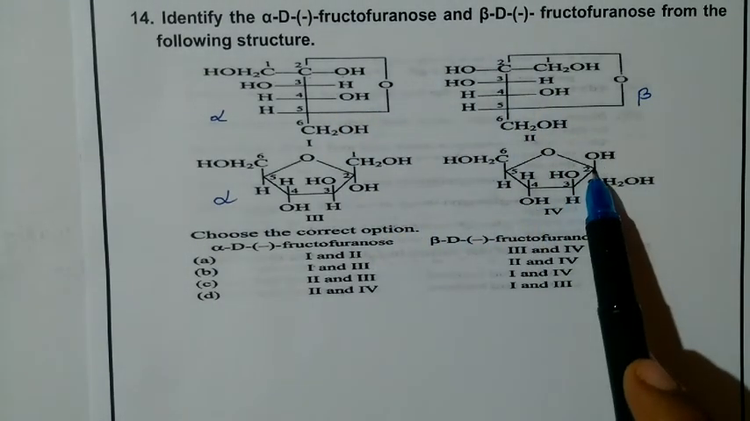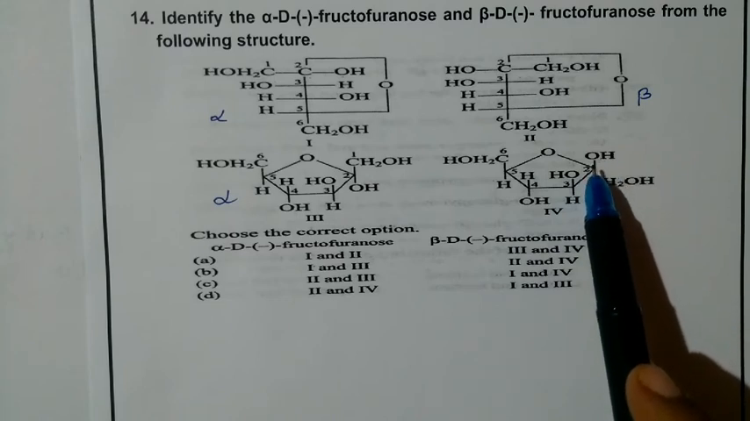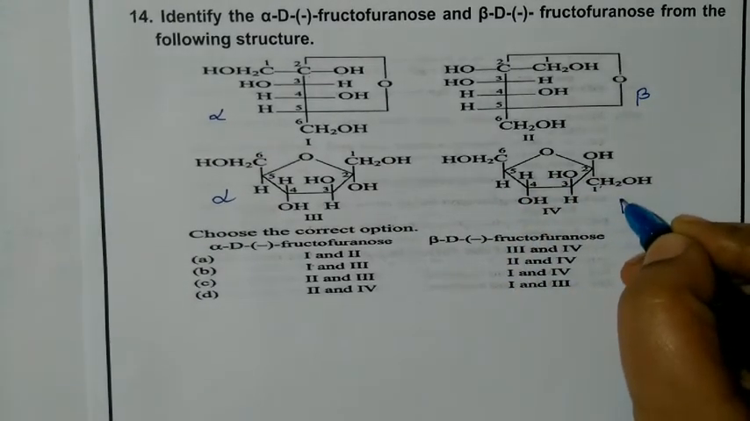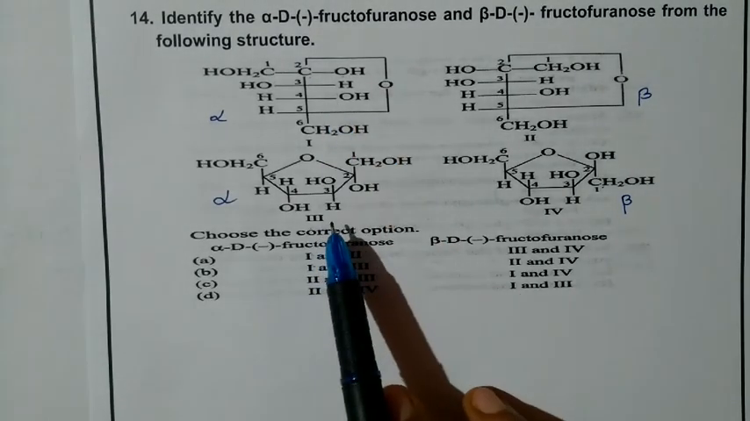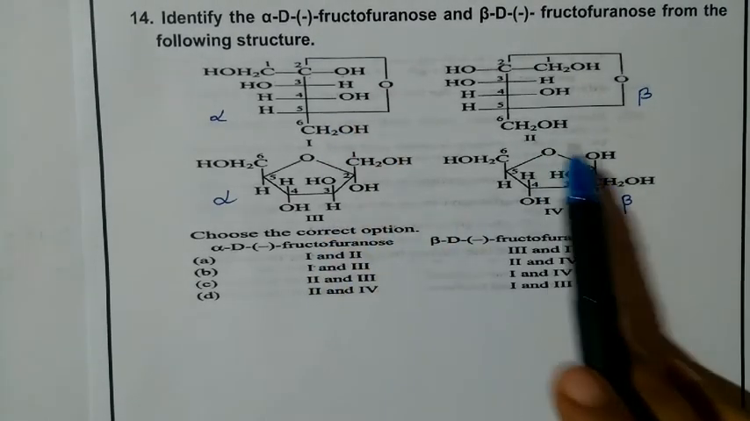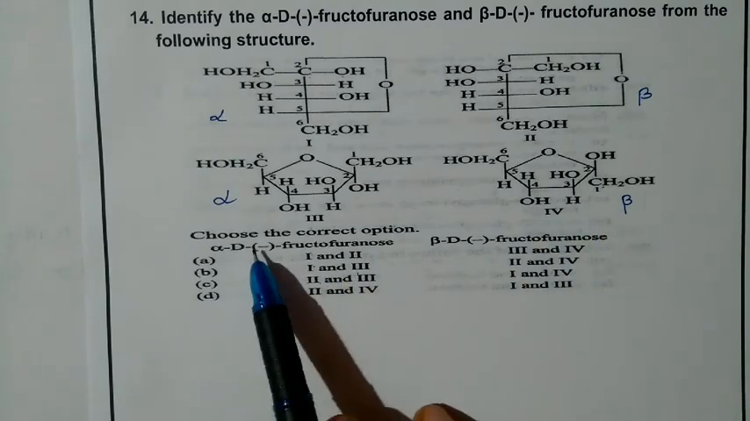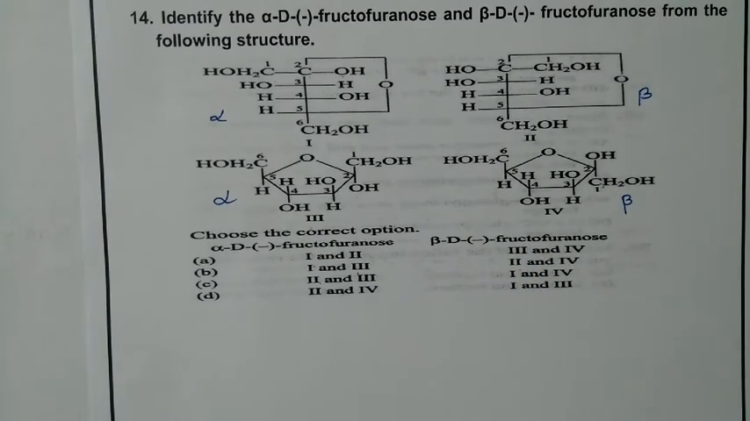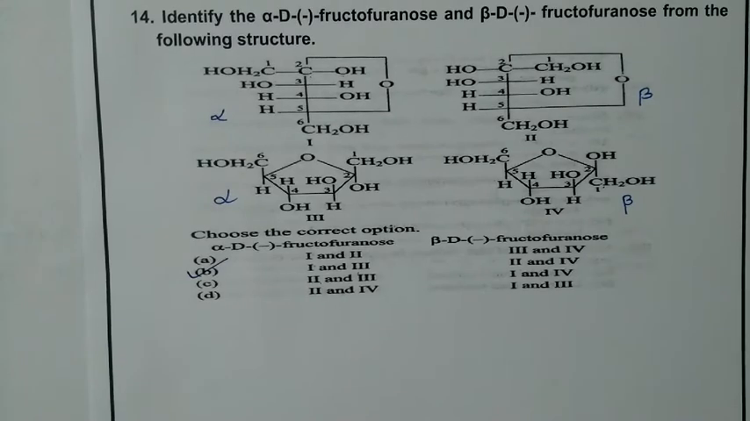Next, in this group, if you observe, the second carbon OH is on the top. That means it is present on the left side. If the OH is on the left side, then it is a beta group. That is, the first and third are alpha, and the second and fourth are beta. First and third are alpha fructofuranose, second and fourth are beta fructofuranose. That means it is option B. Option B is the correct answer.